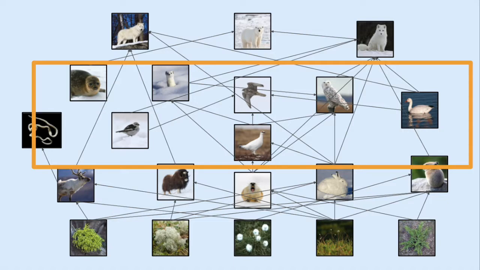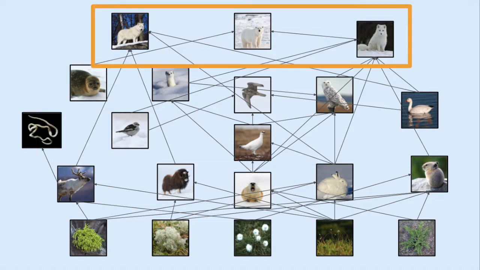Rock ptarmigans, snow geese, seals, snowy owls, ermines, snow buntings, and gyrfalcons are consumers that are also preyed upon by higher-level consumers. At the upper part of the food chain, Arctic wolves, Arctic foxes, and polar bears are the top consumers. There are 5 different interactions and relationships between animals: competition, predation, parasitism, mutualism, and commensalism.